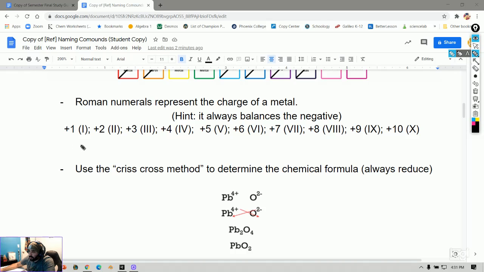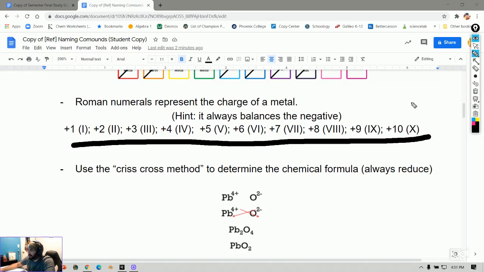If you don't know the Roman numerals, well, guess what? I put them here for you, right? X is 10. 9 is IX. 8 is VIII. So if you figure out the charge of the metal, but you don't know how to write the Roman numeral, it's going to be right here.